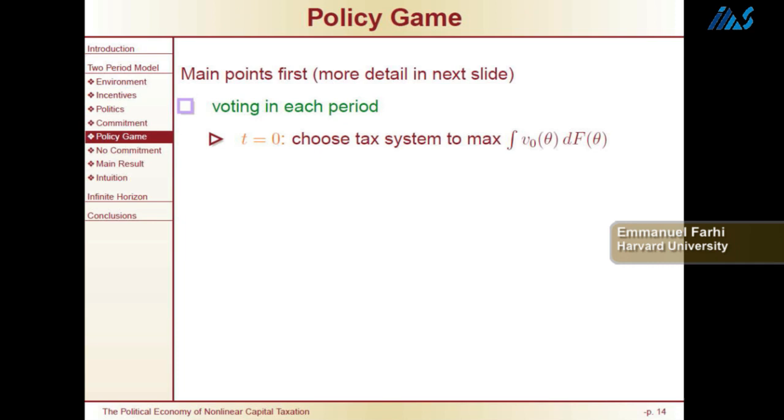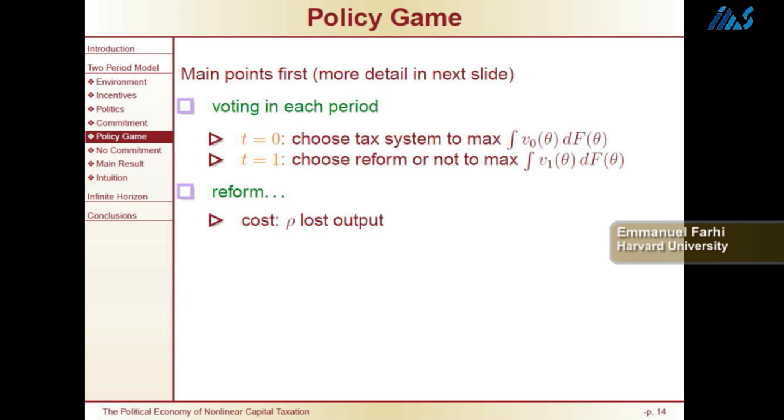So now imagine that there's voting in each period, not only in period zero, but also in period one. In period zero, we saw that we're going to choose a tax system that somehow maximizes utilitarian welfare subject to some constraints, and I'll come back to that. But then in period one, there's going to be a new election, decided exactly in the same way. The outcome is going to maximize utilitarian welfare seen from period one, and it's a welfare function that's not going to take into account period zero anymore, because these things are in the past.